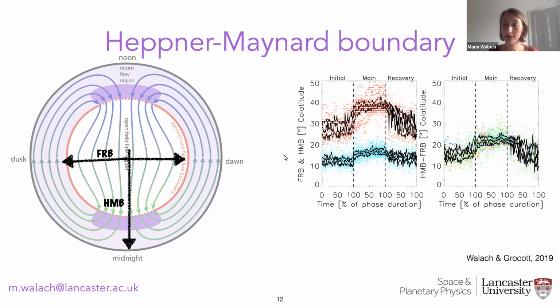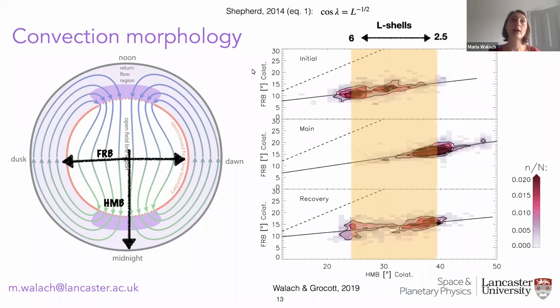And we can look at this statistically in a different way. So here I have plotted again the flow reversal boundary on the y-axis against the Heppner-Maynard boundary on the x-axis. I'm showing here initial, main and recovery phase separately again. And the pink peaks really show you where most of these points occur. And this line going through it is a simple line of best fit. So this is a linear regression.